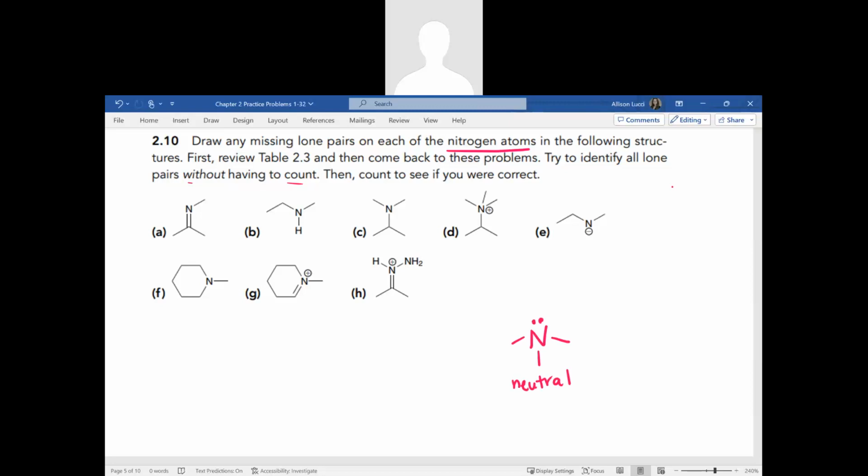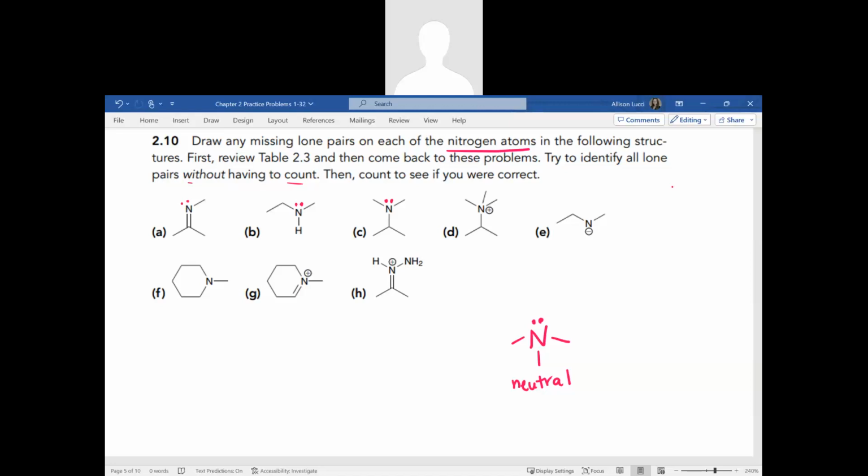So compound A follows this pattern. It has 3 bonds coming out of the nitrogen, so we would place 1 lone pair on that nitrogen, and this would fill the octet. Same thing with compound B. We have 2 alkyl groups, and then we have a hydrogen bond to our central nitrogen. So 3 bonding pairs. We're going to also have 1 lone pair. Next, with compound C, we have 3 R groups, 3 alkyl groups. So again, 1 lone pair.